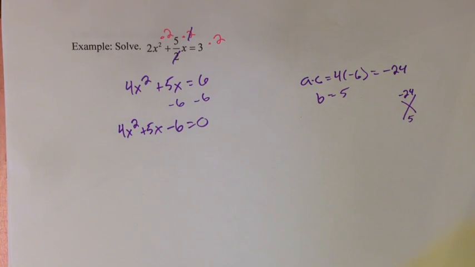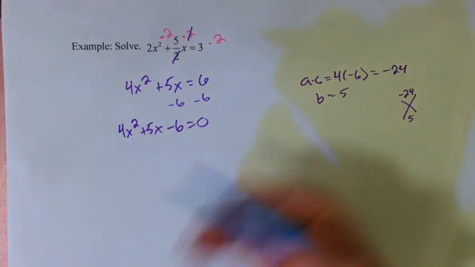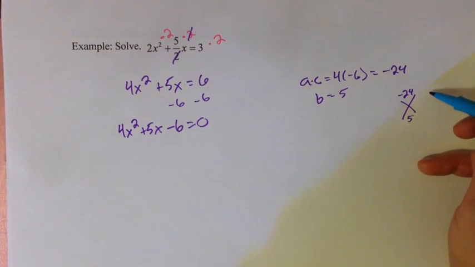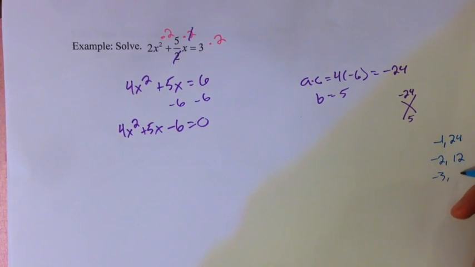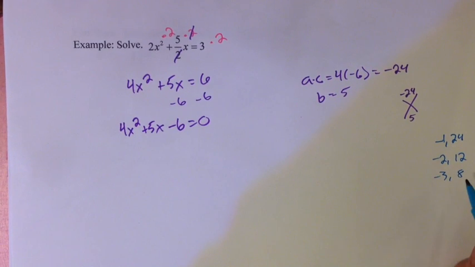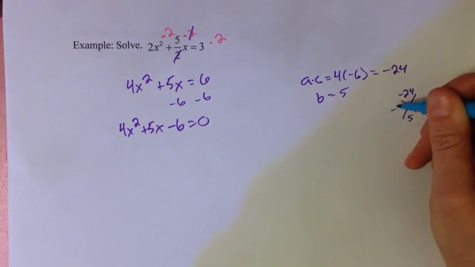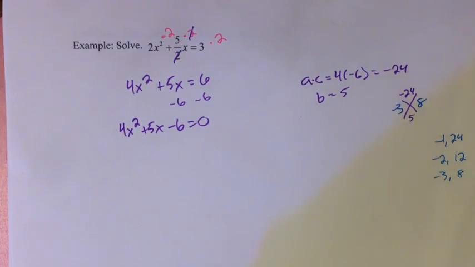So I'm looking for things that multiply to be negative 24 but add to be 5. Now, if you're looking at that and 2 numbers aren't just popping into your head, you can always go ahead and make a list off to the side of all the things that multiply together to be negative 24. I could have negative 1 and 24, but that's not going to add up to 5. I could do negative 2 and 12. I could do negative 3 and 8. And that one, actually, that looks good. 8 plus negative 3 is 5, so I'll go ahead and use negative 3 and 8 as my 2 numbers.